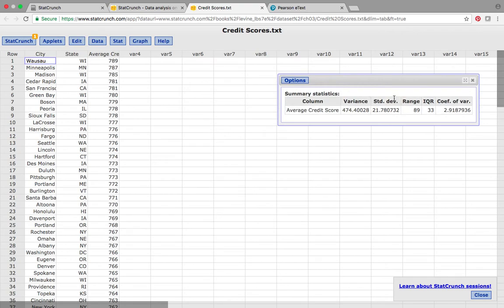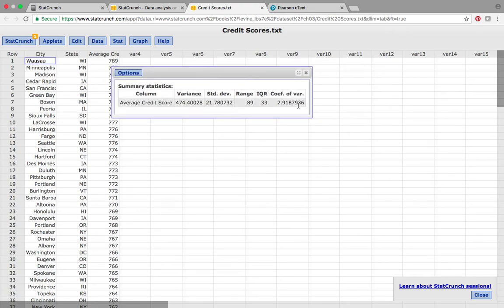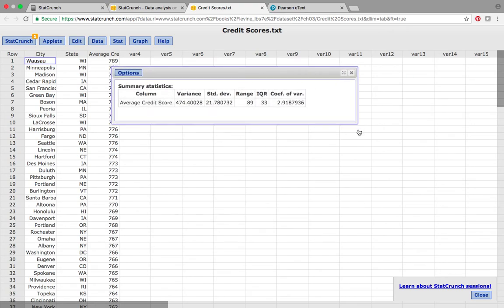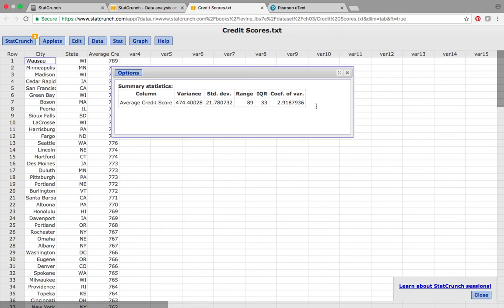I'm not a big fan of the coefficient of variation. It's not something that I report when I'm reporting things for publication, but whatever. So the range 89, that's the difference between the highest credit score and the lowest credit score. IQR of 33, that's the range of the Q3 minus Q1.